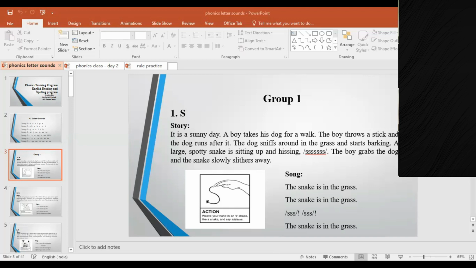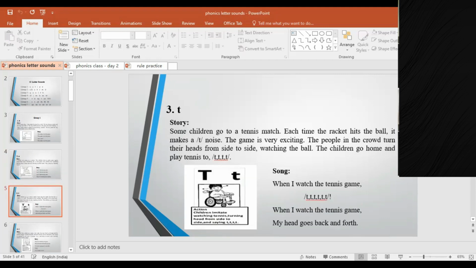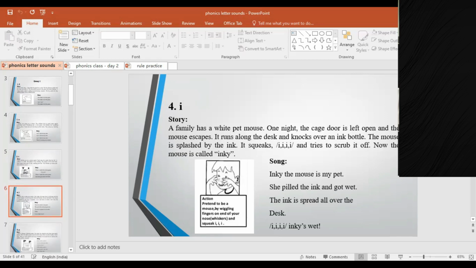Letter S. S makes S. Next one is letter A. Letter A makes A. Next one is letter T. Letter T makes T. Next one is letter I. I makes E.